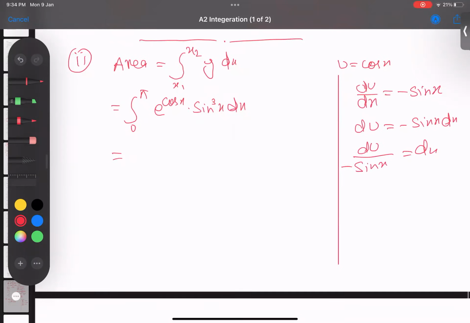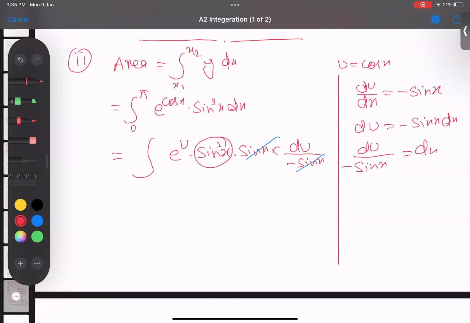What is the plus point in this way? Look at here, this cos x is u. So I can write e to power u. Sine cube, I break in two parts, sine square x and sine x. And dx value is this going to replace here: du divided by minus sine x. Okay, now this sine x will cancel out.